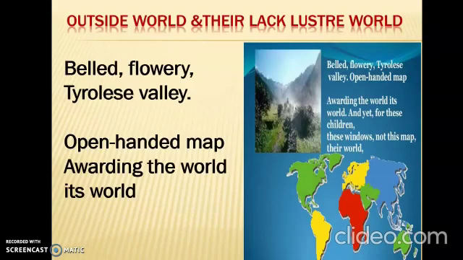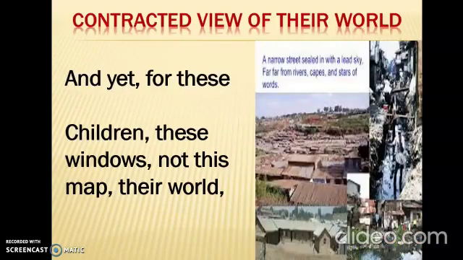Then the bell-flowery trolleys valley, another decoration, a donation. There is an open-handed map showing the world to the slum children. Now, contracted view of their world. What is their real world? Children, these windows, not this map, their world. From the window, what are they seeing? Their slum surroundings. This is their actual world.